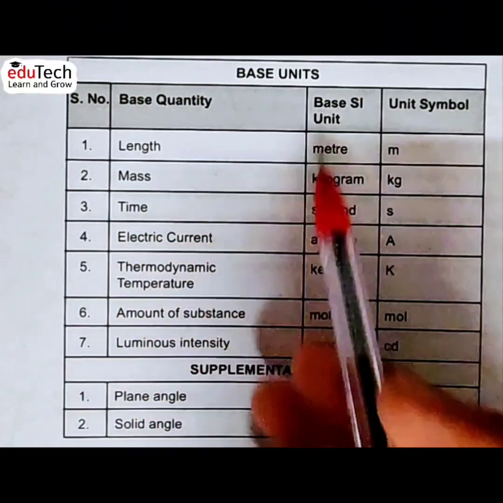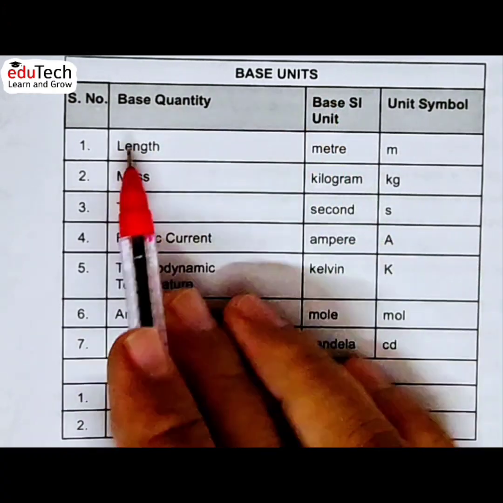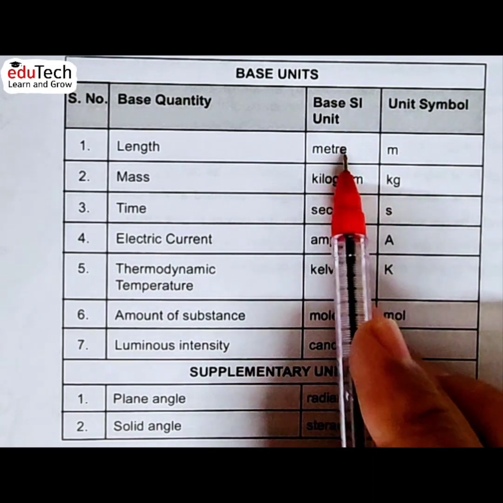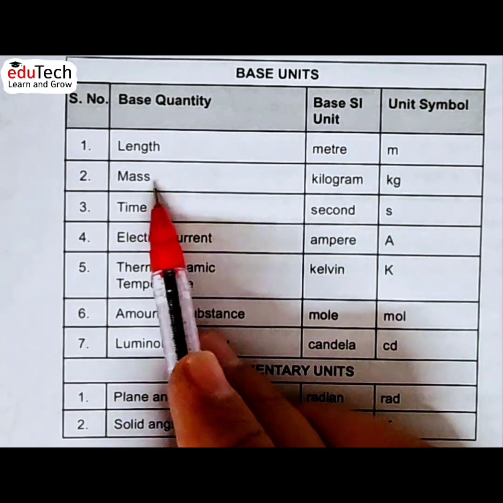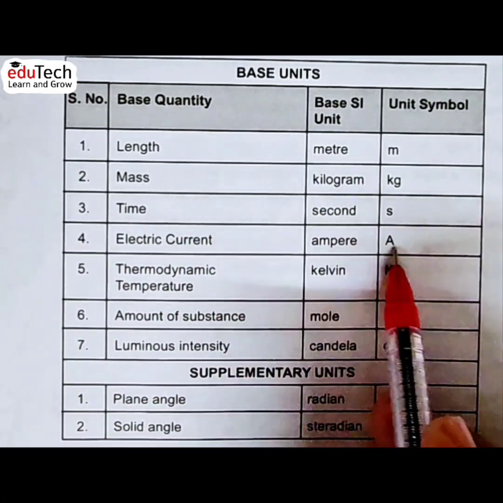Now we will see base units and supplementary units. So what are the base units? Also called fundamental units. The first fundamental unit is length, base SI unit is meter, symbol m. Second is mass, kilogram, kg. Time, second, s. Electric current, ampere, A.